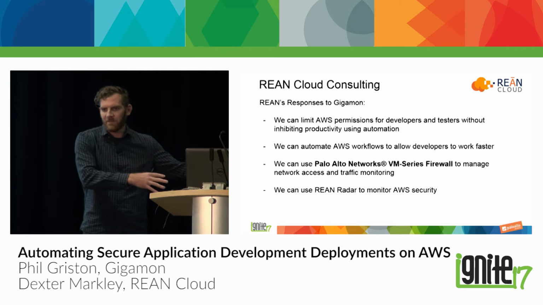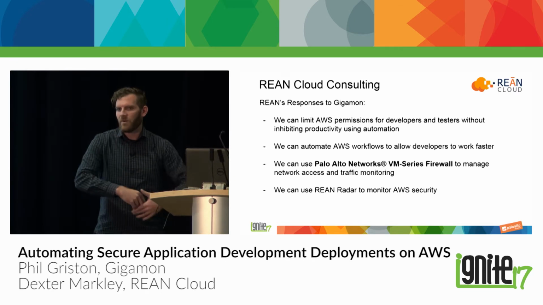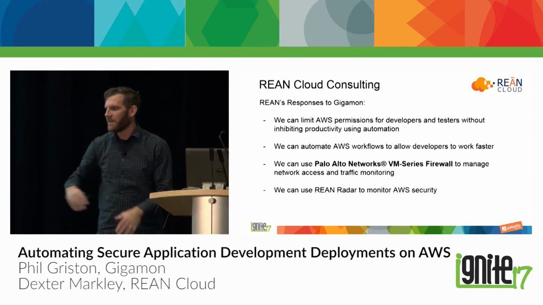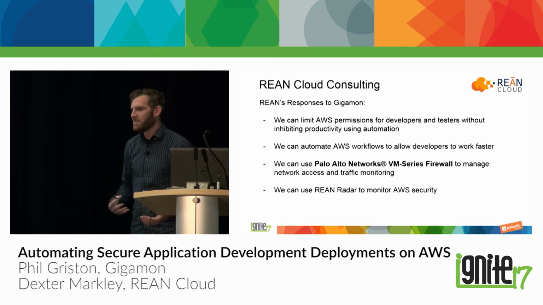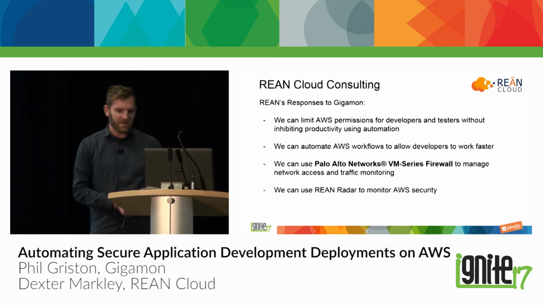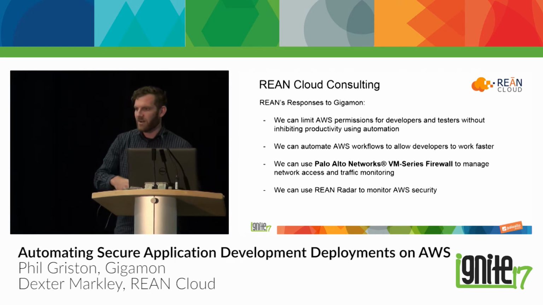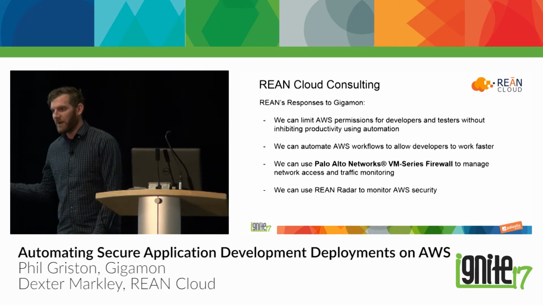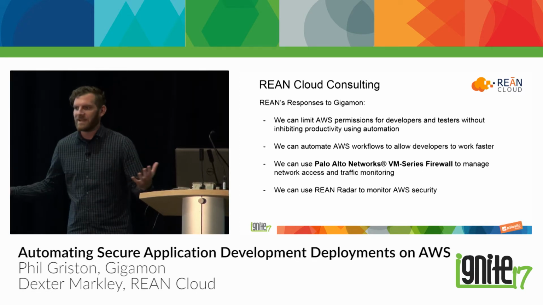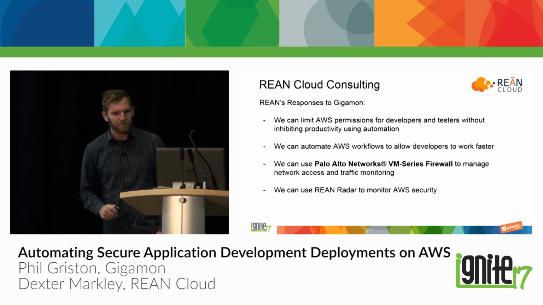What they didn't like about how their engineers were using AWS before was they could have new connections going out to the internet all the time, and they couldn't make sure that they're keeping a secure environment for those development VPCs. So we could use Palo Alto and REAN Radar, which is an accelerator that my company has built for getting visibility on what is in AWS. And we'll talk a little bit more about that at the end if we have time.